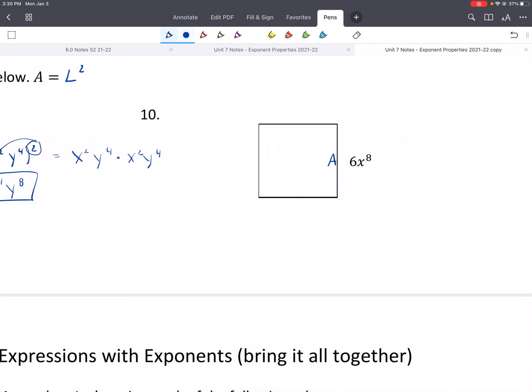Again, area is going to be equal to that squared. So it's going to be 6 squared and x to the 8th squared. So that's 36 x to the 16th.